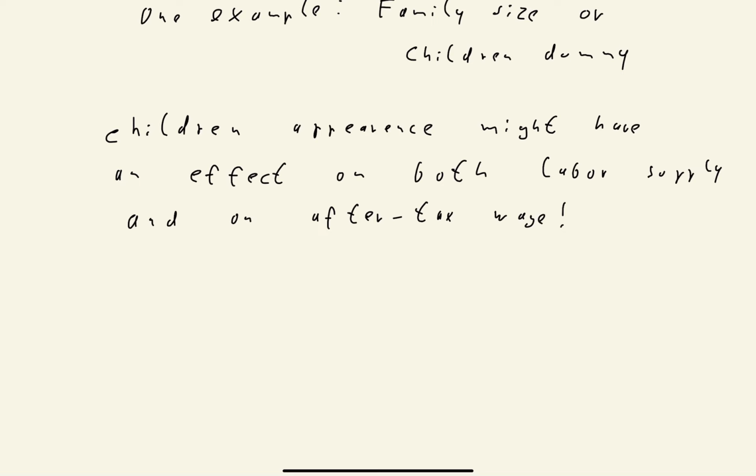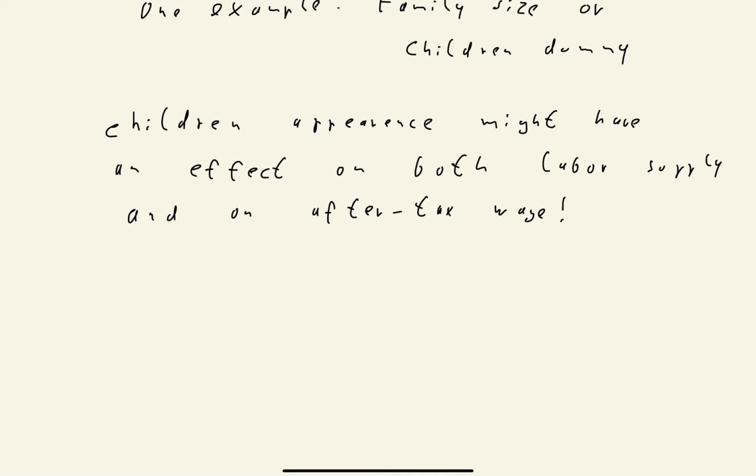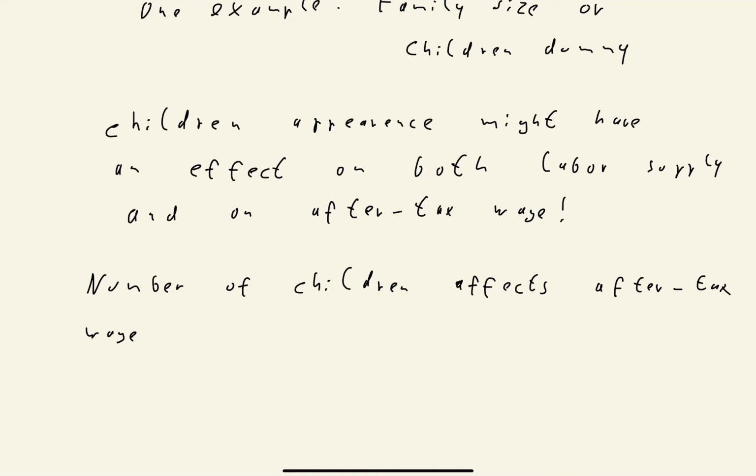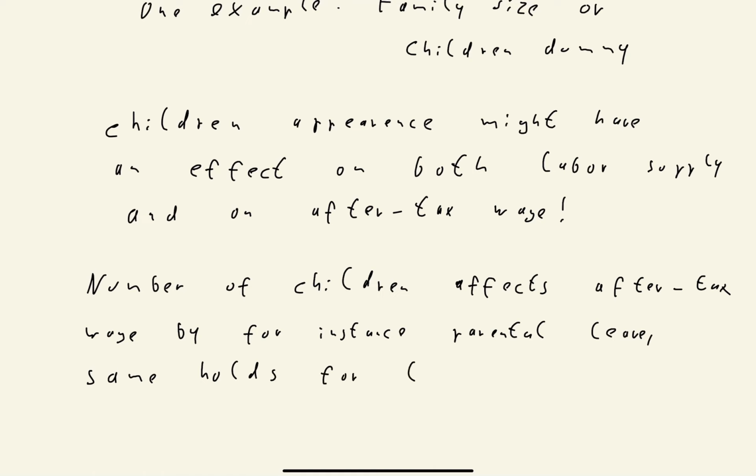If we would write it down in a compact way, what would we write? We could write that the number of children affects after-tax wage by, for instance, parental leave. The same holds for labor supply.